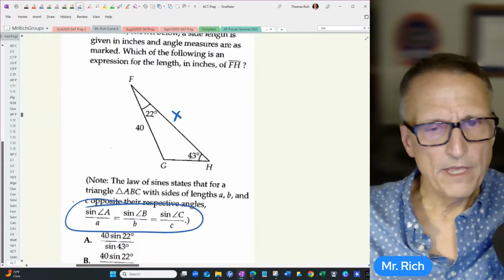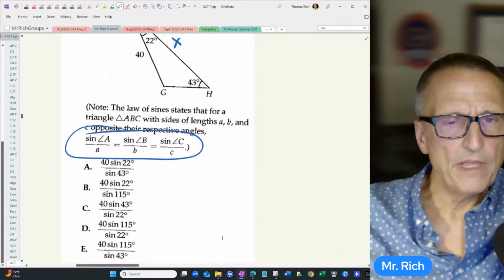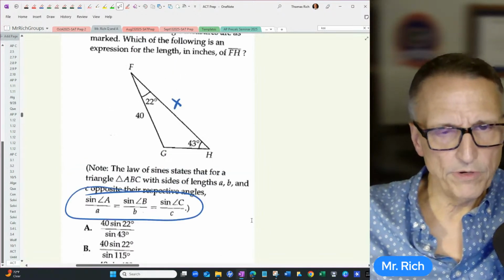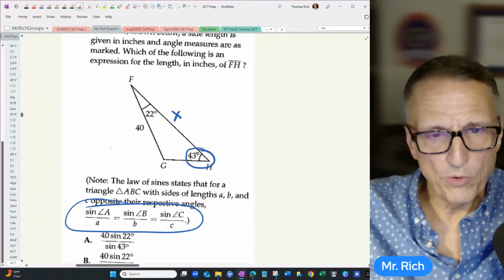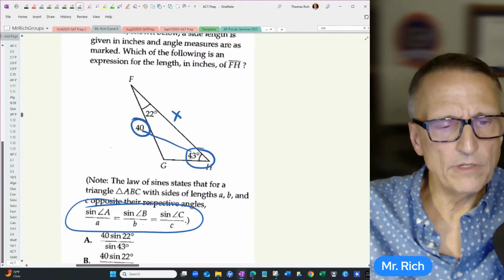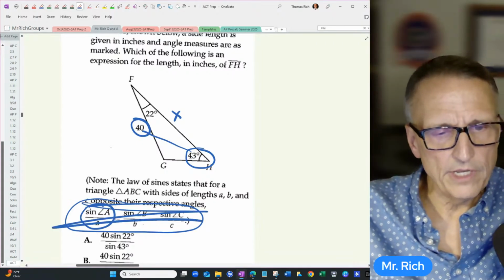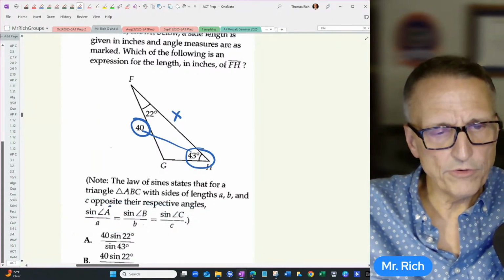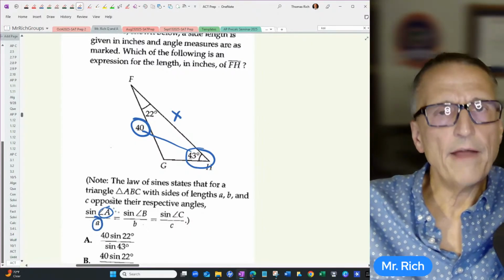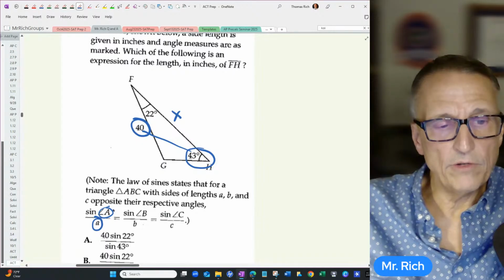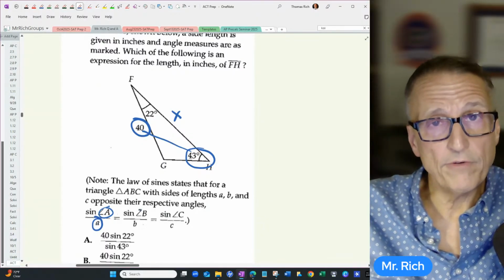Now, the way that this equation works for the law of sines is that if you know in your picture, in your triangle, an angle and the side length opposite that angle, that means you know one of these ratios right here. Because this says that if you have an angle in your triangle and you know the length of the side opposite that angle, that ratio, the sine of the angle over the side length opposite, is the same for the other angle-side pairs.